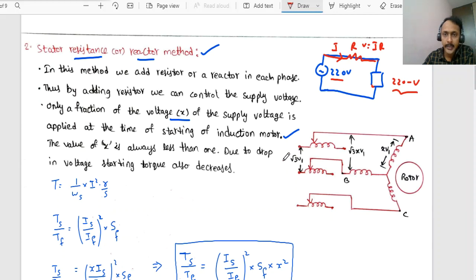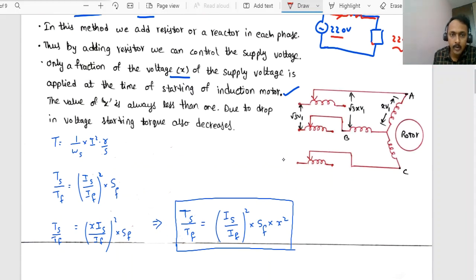Now this fraction X will always be less than 1. So due to the drop in voltage, the starting torque also will be decreased.